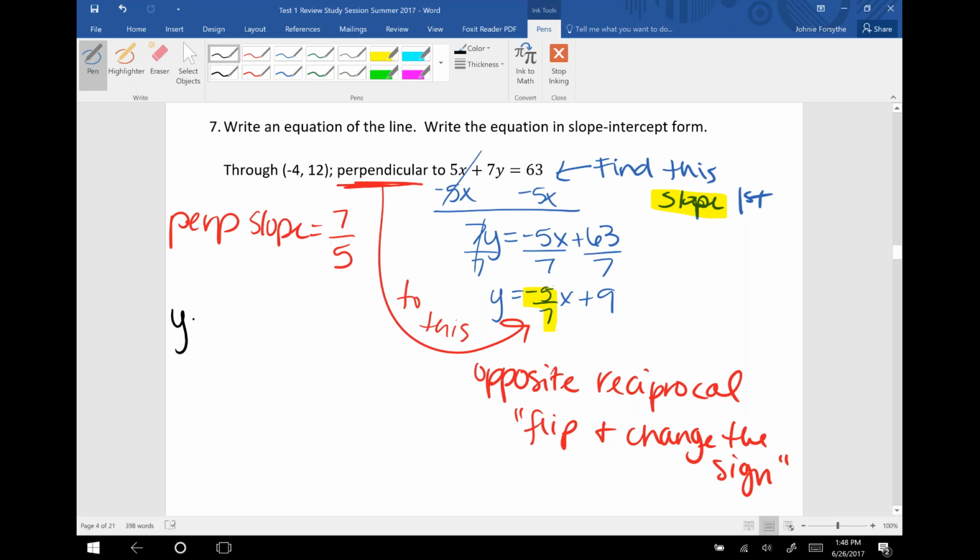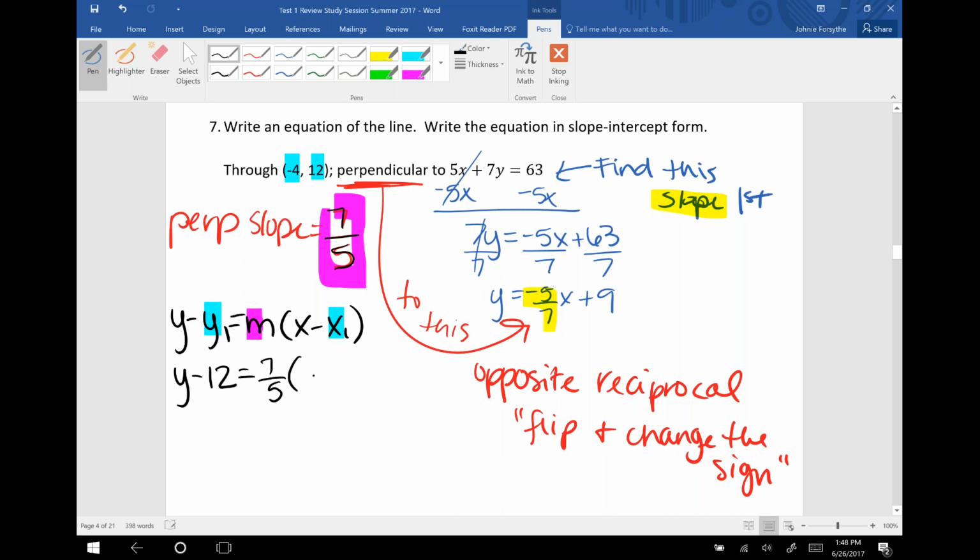So let's write it out. y minus y1 equals m times x minus x1. All right. So the x1 and the y1 is going to come from your point that is given to you. So here's x1, here's y1, and then the slope is going to be the perpendicular slope that we just found. Can you see that? Okay, so let's plug it in. So y minus 12 equals 7 over 5 times x minus negative 4.